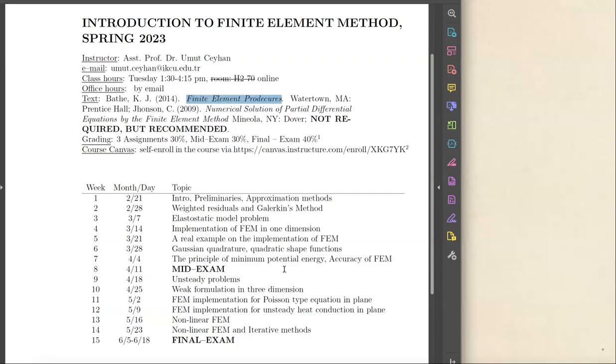For the text, I don't use any textbook, as you're used to my style. So I suggest a few reference books, like Bathe's Finite Element Procedures, or the one from the publisher Dover, Numerical Solution of Partial Differential Equations by the FEM by Johnson. These are just reference books, so you don't have to buy them. The only thing you should do is just follow me on the board. The lecture notes that I'm going to write down are going to be enough, so you don't need to buy any textbook.